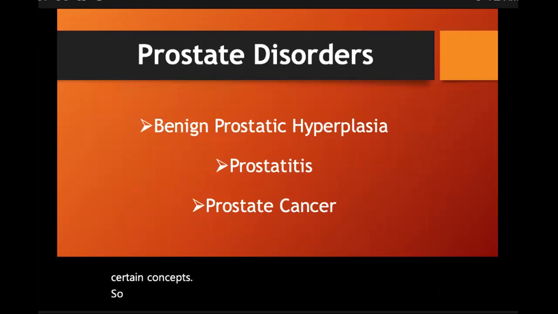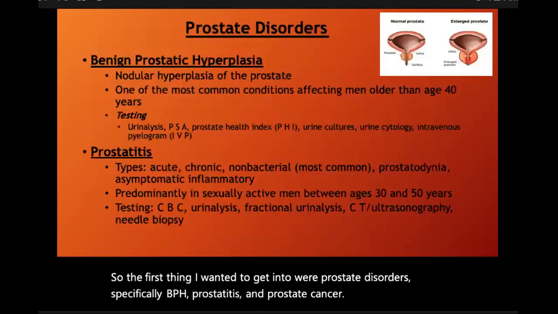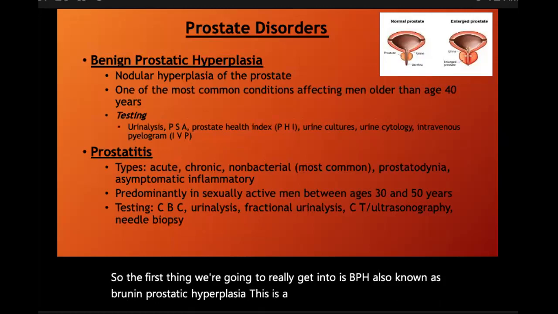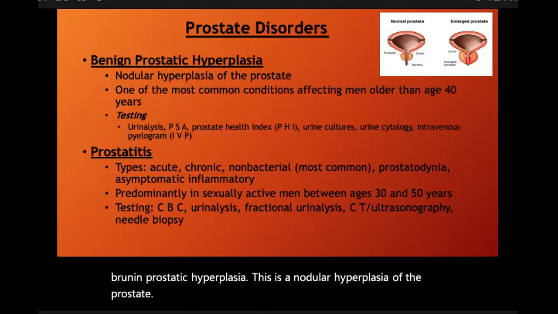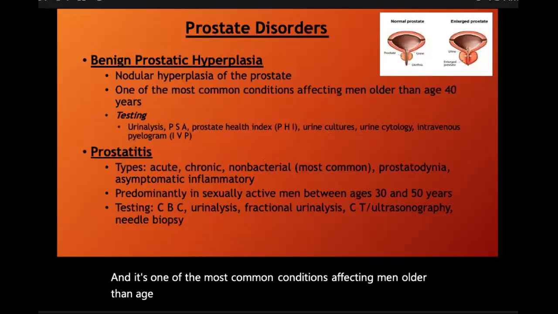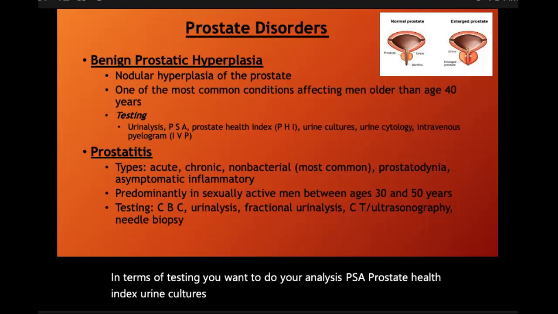So the first thing I wanted to get into were prostate disorders, specifically BPH, prostatitis, and prostate cancer. The first thing we're going to really get into is BPH, also known as benign prostatic hyperplasia. This is a nodular hyperplasia of the prostate, and it's one of the most common conditions affecting men older than age 40 years old. In terms of testing, you want to do a urinalysis, PSA, prostate health index, urine cultures, urine cytology, and IV pyelogram.